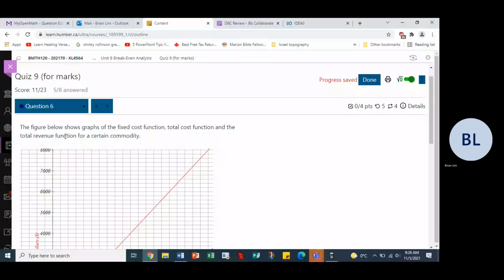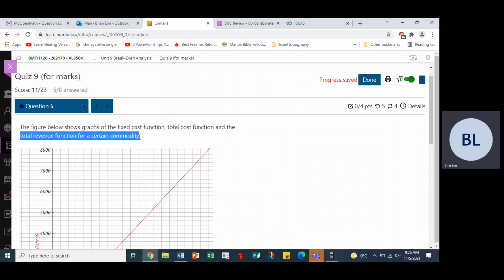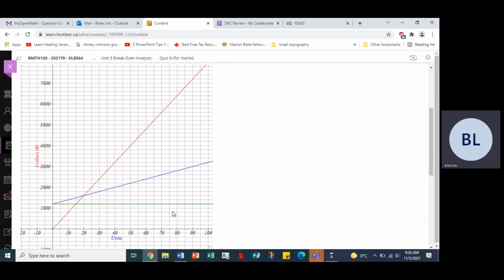Okay, we're on quiz 9, question 6. The figure below shows graphs of the fixed cost function, total cost function, and the total revenue function for a certain commodity. All right, so which one is fixed cost? Fixed cost is fixed because it's right here, that's the green line. Total cost is the blue line because it includes the fixed cost plus the total variable cost. And then the red line is the total revenue.